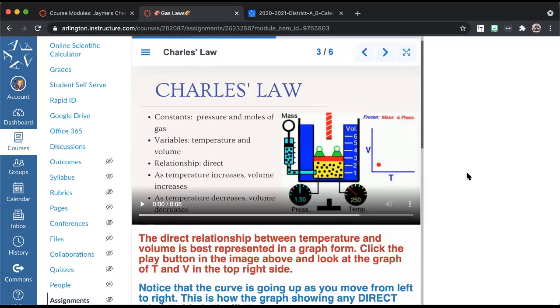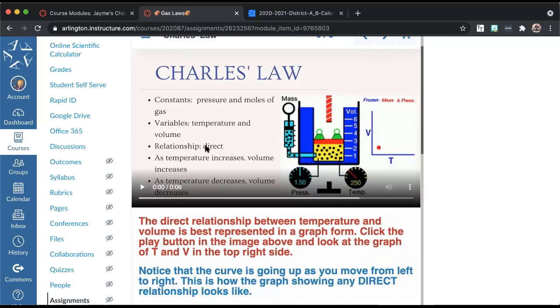All right, so our second one that we're going to look at is Charles's law. This one deals with temperature and volume. So in this one, pressure and moles of gas are constant. Okay, we're looking at the relationship between temperature and volume, and their relationship is what we call direct. Direct means that they're going to increase or decrease in the same direction. So if the temperature increases, the volume is going to increase. If the temperature decreases, the volume is going to decrease. They move the same direction.